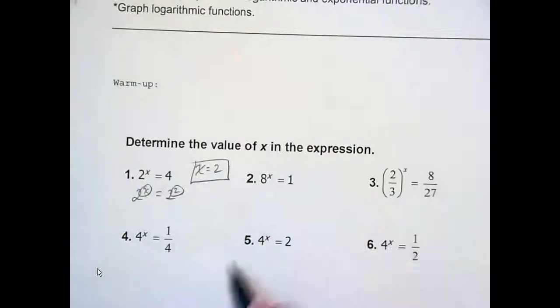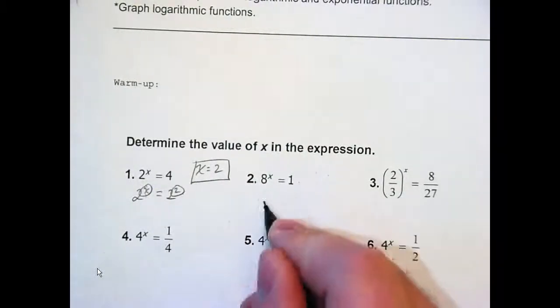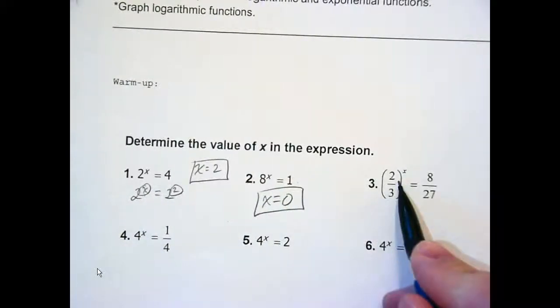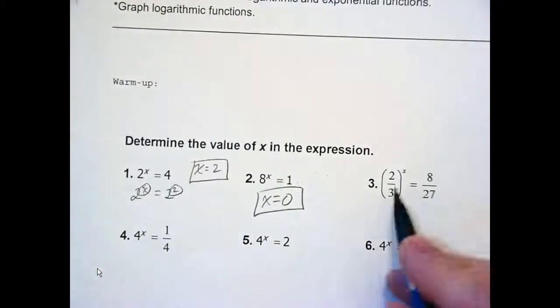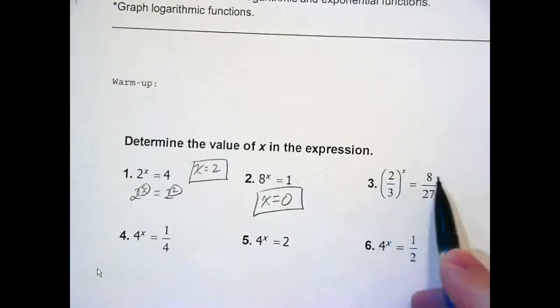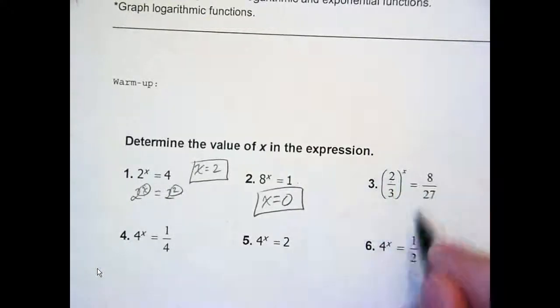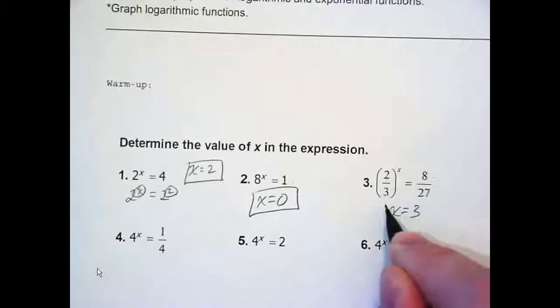8 to what power is 1? 0, so x equals 0. 2/3 to what power is 8/27? Yeah, 2 times 2 times 2 is 8, and 3 times 3 times 3 is 27. Remember, you have to raise them both to the same power there. In this case, it works out that it's 3.